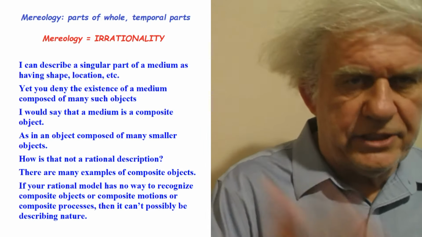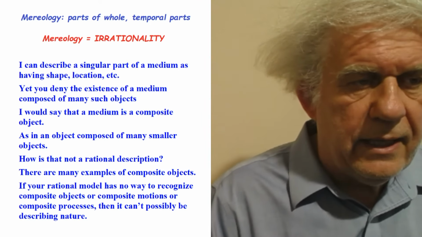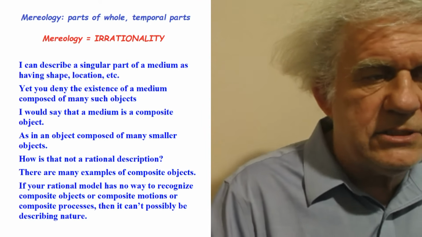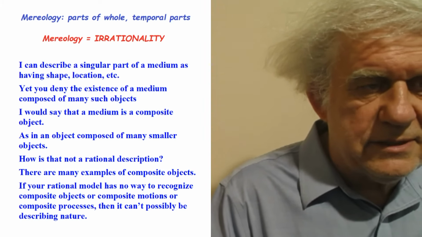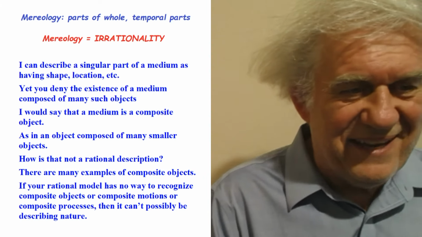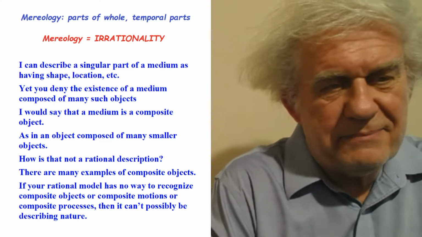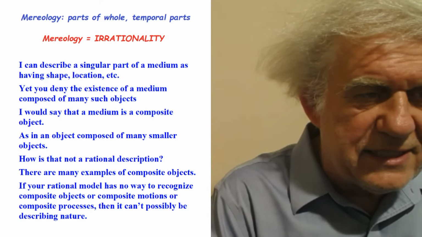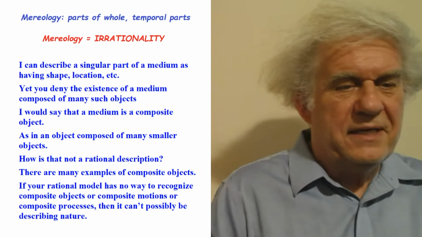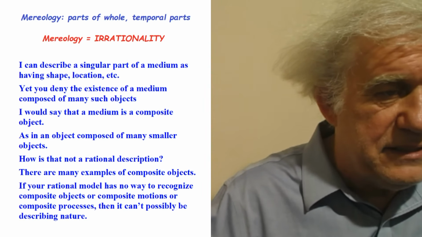That's an irrational definition, okay? And that's an irrational notion, as in an object composed of many smaller objects. That's irrational. How is that not a rational description? I'll tell you in a second. There are many examples of composite objects. Yeah, I'm sure there are. If your rational model has no way to recognize composite objects or composite motions or composite processes, then it can't possibly be describing nature.